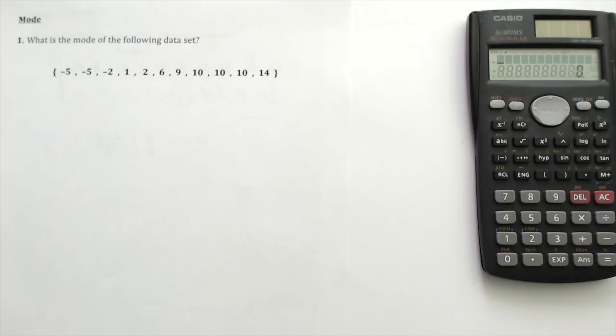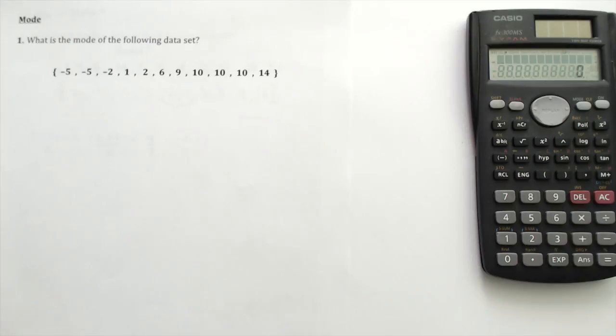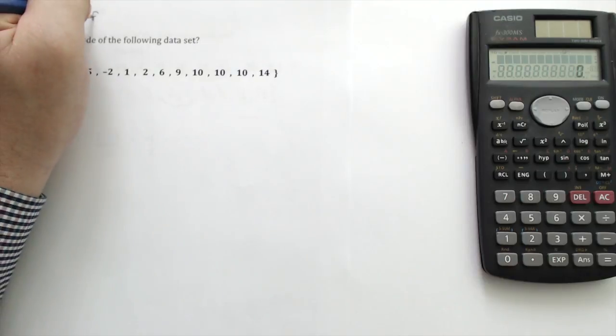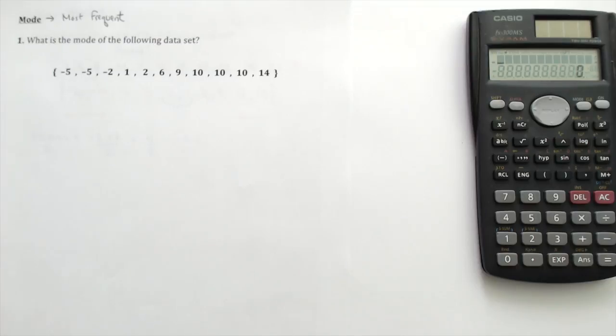Hey guys, this is the instructional video for mode. You can see the question here, what is the mode of the following data set? And mode is really just a mathematician's word for most frequent. In other words, is there a number here that repeats the most often? And the number that repeats the most often is called the mode or the modal number.